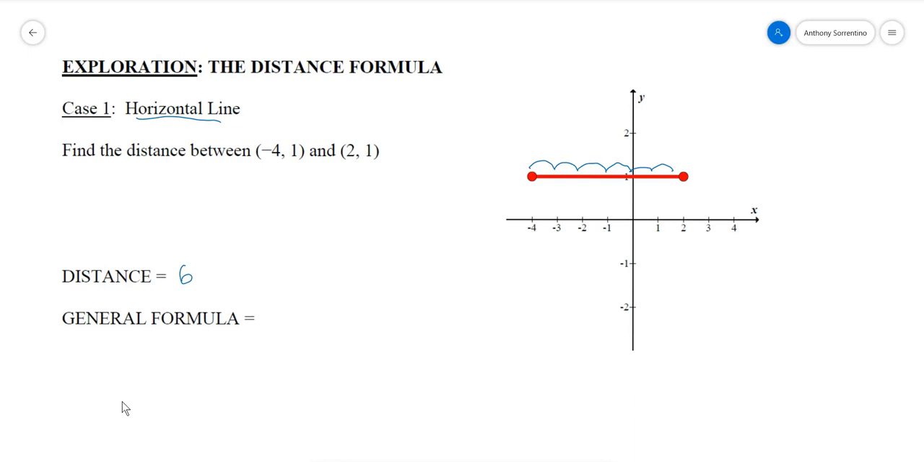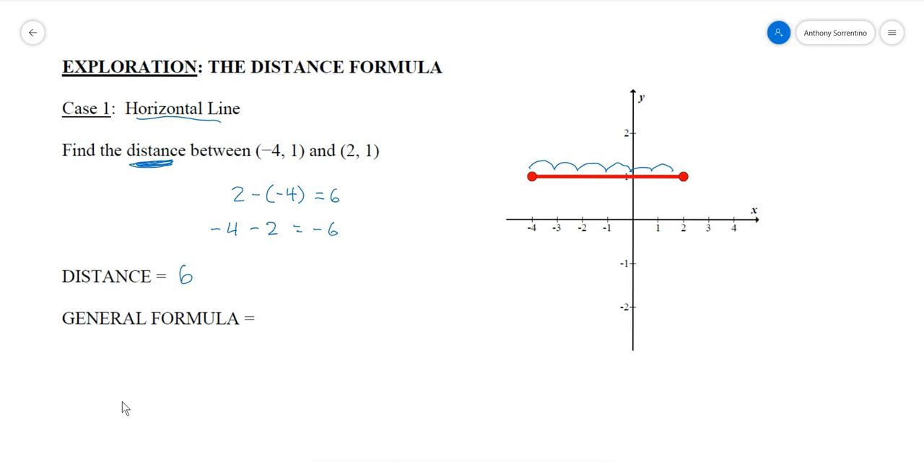Or I could achieve the same thing if I take the one further to the right, 2, and subtract negative 4. Now, what if I subtracted the x coordinates the other way, and took negative 4 minus 2? I would have gotten negative 6, which is not something we report as a distance. A distance just says how many units are between them. The negative indicates a direction.